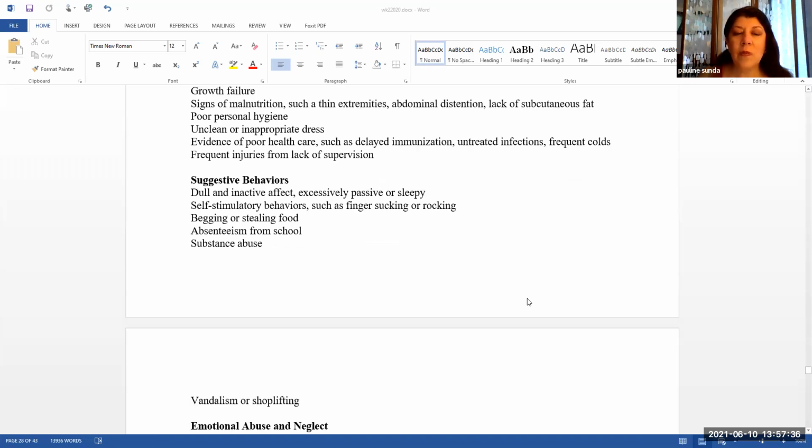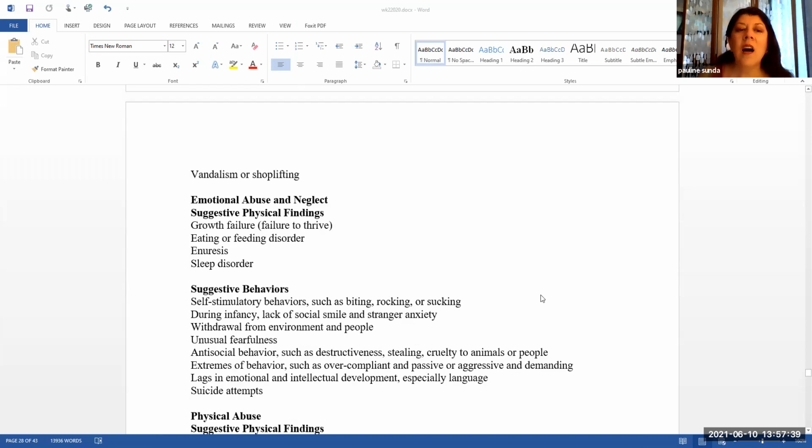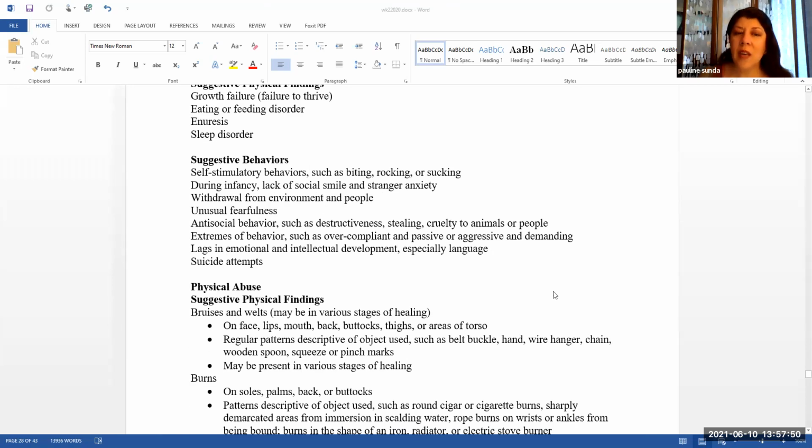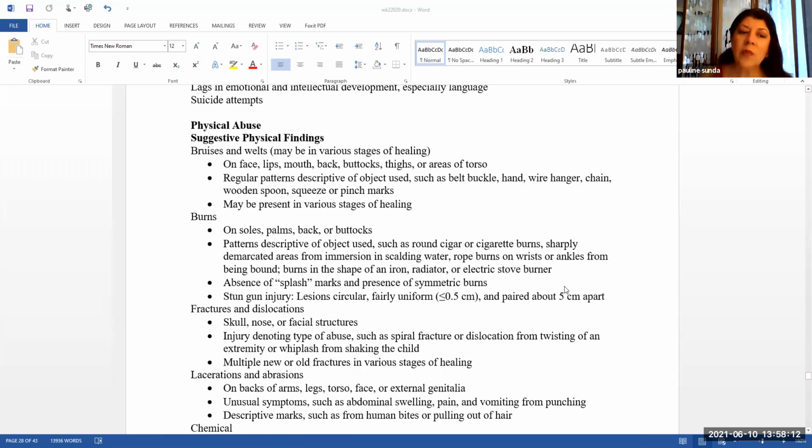They might be absent from school. They might be stealing. Things that you would see physically for emotional abuse and neglect: again, you might see failure to thrive, eating disorders, enuresis or sleep disorders. The behaviors that you might see would be self-stimulatory behaviors such as biting, rocking, or sucking. During infancy, you might see the lack of a social smile and stranger anxiety. You might see unusual fearfulness. They might lag in emotional and intellectual development, especially language, and suicide attempts. So physical abuse, here's really a wide range of suggested physical findings.